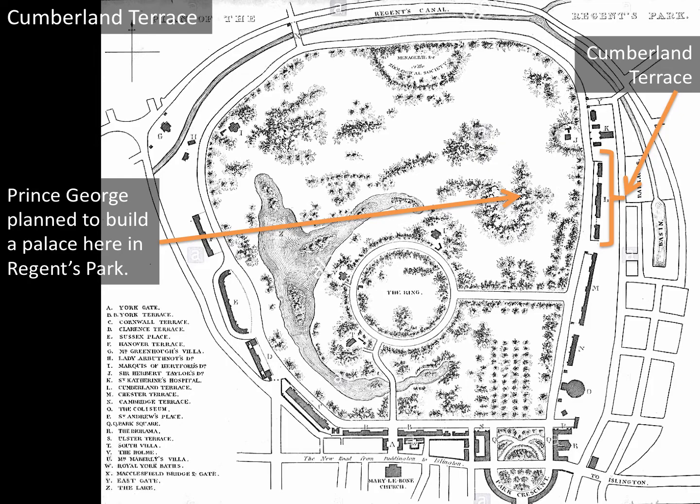The placement of this building is important because here we have a ground plan view of Regent's Park, and Prince George was planning to build a palace for himself right about here. So Cumberland Terrace, which is this series of buildings over here, that was a very special placement on the park because it was going to be facing this palace. The palace was never built, but Cumberland Terrace was built.